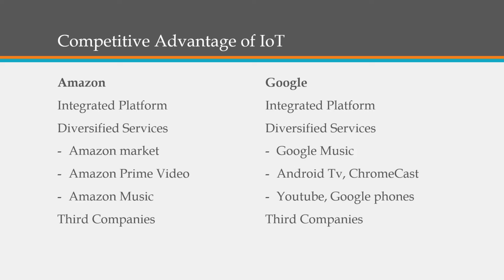We identified two companies that are taking advantage of this technology today. These companies are Amazon and Google. Both have integrated platforms, both have diversified services, and both work and offer services to third companies.